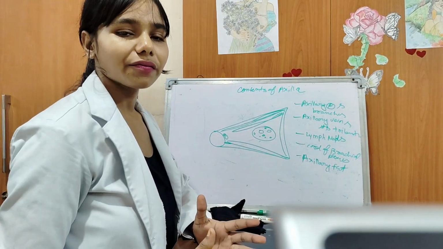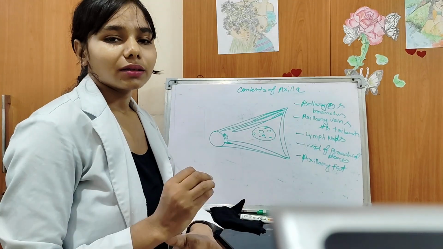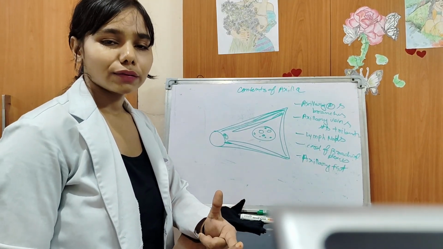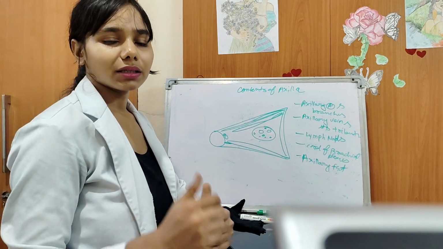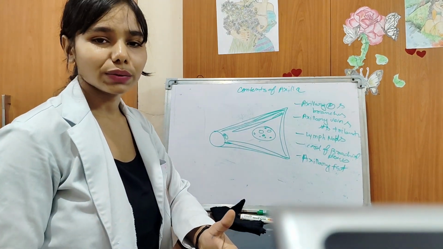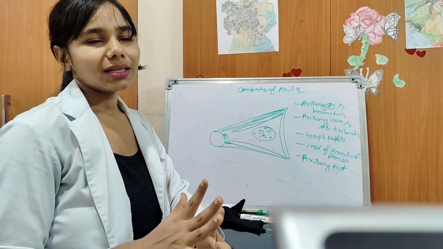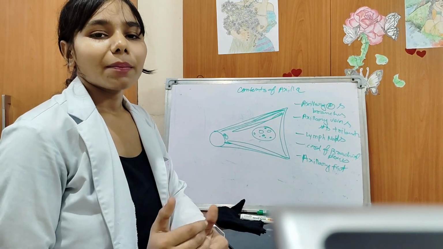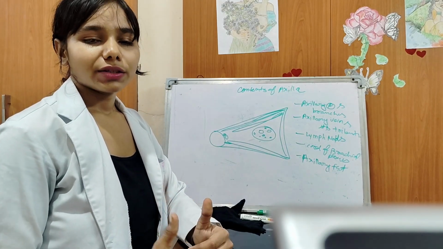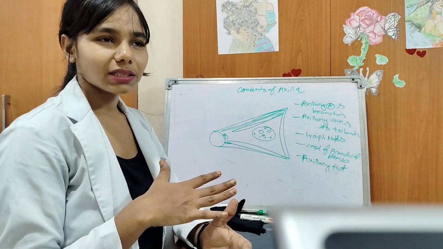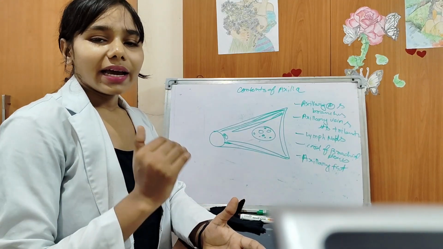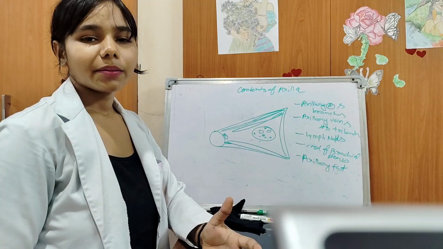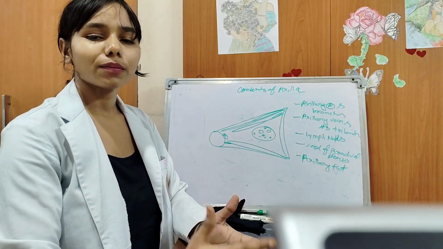So let's revise everything now. First of all, what is the meaning of axilla? It is the armpit, and it is a pyramidal space. It is situated on the upper part of the arm and chest wall, and it has an apex, base and four walls. The four walls are anterior, posterior, medial and lateral walls.